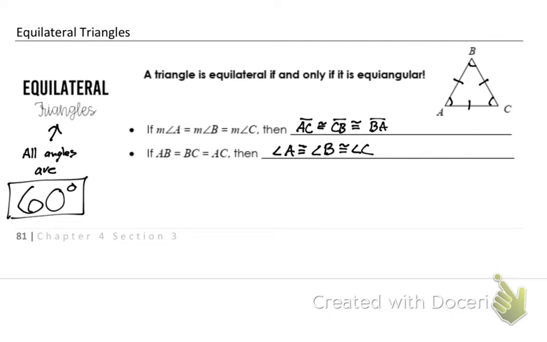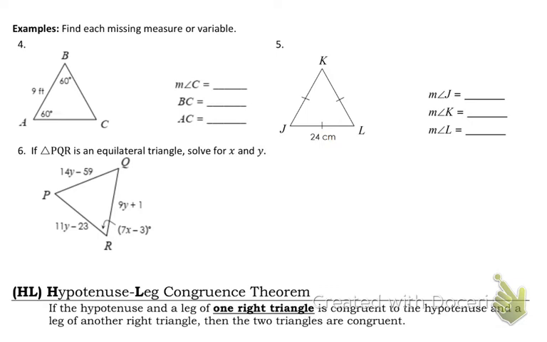Like I said, not the big thing. The big thing is 60 degrees. If I say you have an equilateral triangle, you think 60 degrees. We should already have all sides are congruent. Now we just tack on that 60 degrees. All right, let's look at some problems. Find each missing measure or its variable.